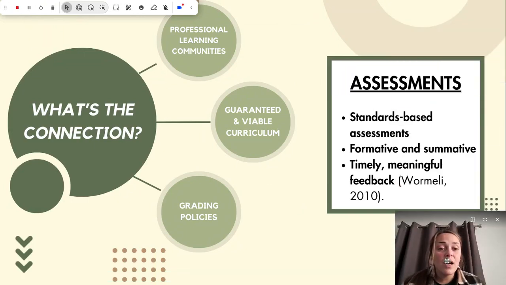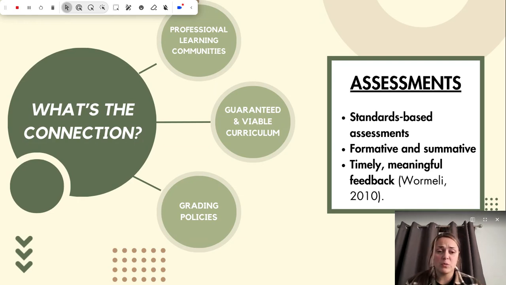So when we think about assessments, we are thinking about trying to provide standards-based assessments, a variety of types of assessments, our formatives, our summatives, our pre-assessments, post-assessments. Those could be formatives and summatives. And we also need to talk about feedback.